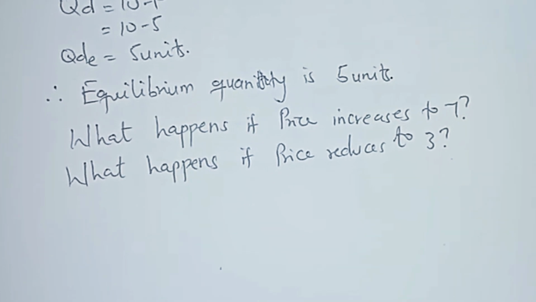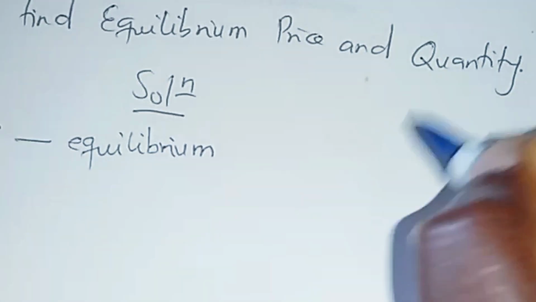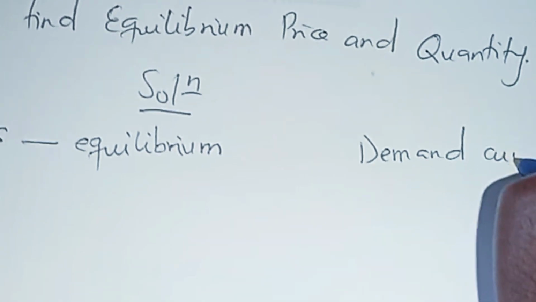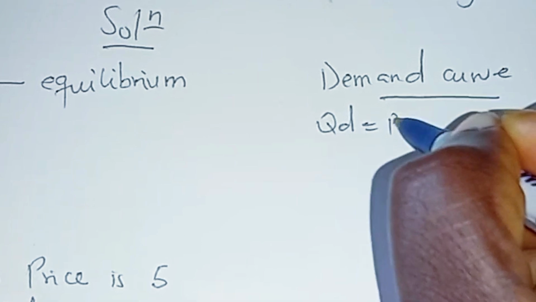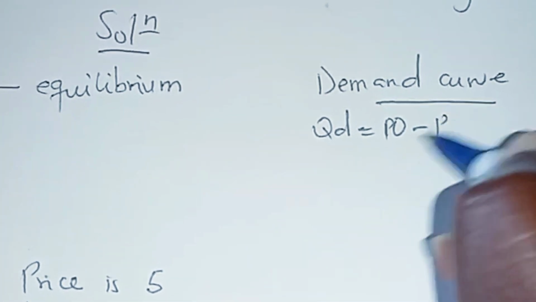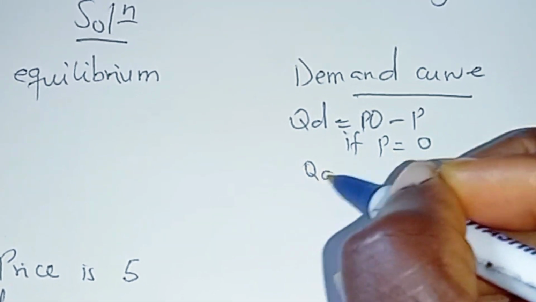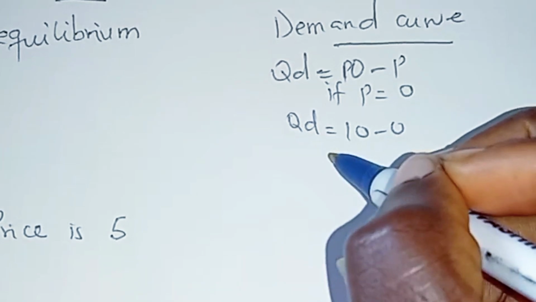First of all, I want us to draw the demand curve. Before we draw the demand curve, we need to find the extremes of the demand function to aid us in drawing it. So what is QD if P is equal to 0? We know that QD is equal to 10 minus P, so 10 minus 0 is 10 units.